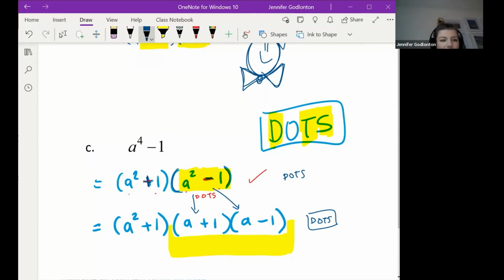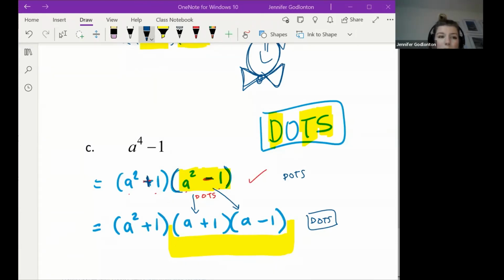Come on, Kayla, do you have a question? Why do you have to write a squared plus 1, a plus 1 into brackets, a minus 1 into brackets? So why is this the answer? Is that what you're asking? Are you asking why is this the answer? Yes.